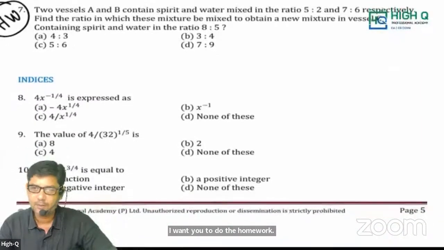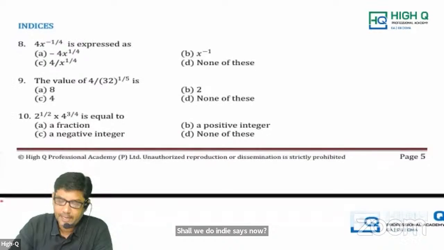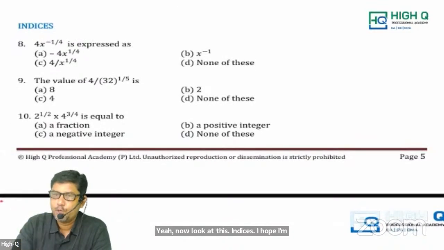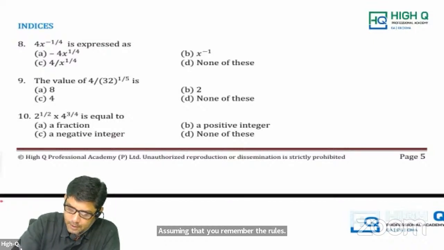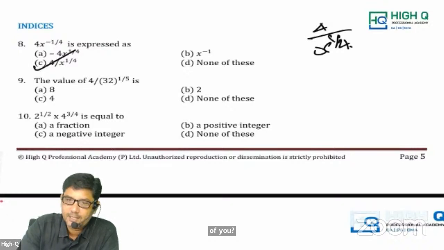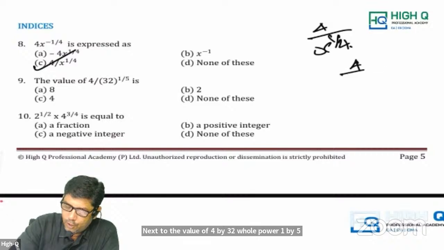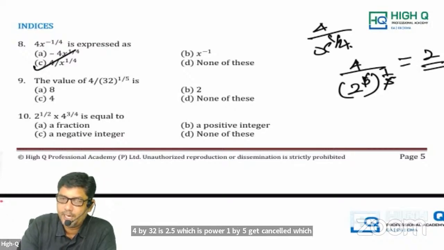Shall we do indices now? Now look at this. Indices. I'm assuming that you remember the rules. Now, what is 4x power minus 1 by 4, my dear? Very simple. 4 by x power 1 by 4. Is that correct, all of you? Next, the value of 4 by 32 whole power 1 by 5. 4 by 32 is 2 power 5, which is power 1 by 5. Get cancelled, which is equal to 2. Am I right, my dear?